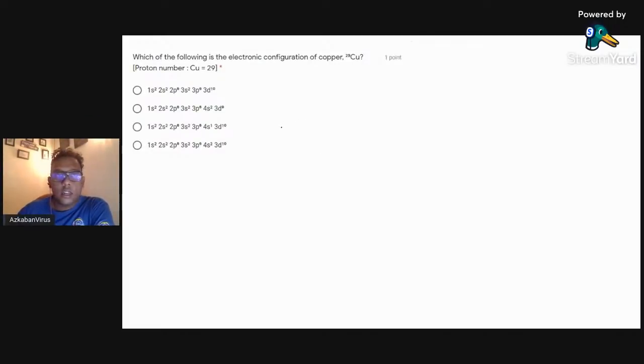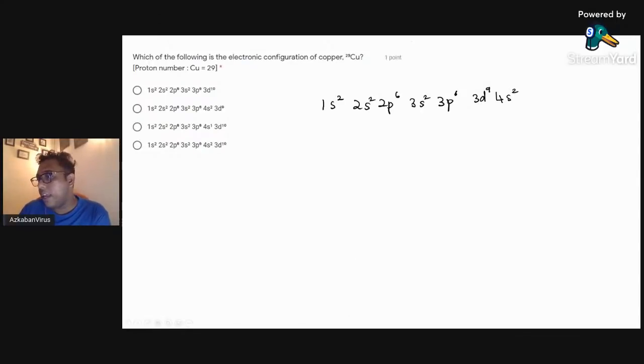Okay, next one is electronic configuration. What is the electronic configuration of copper? Remember, copper is a special case. Why is copper a special case? It is an anomalous case. So what you have to do is write its electronic configuration: 1s2, 2s2, 2p6, 10, 3s2, 3p6, 18, 4s2, 3d9.